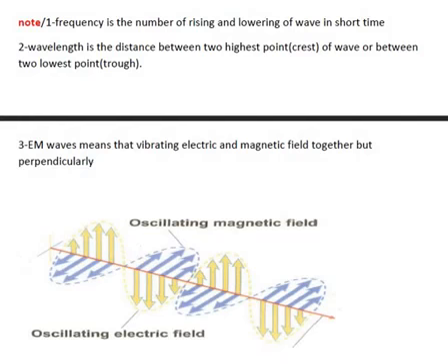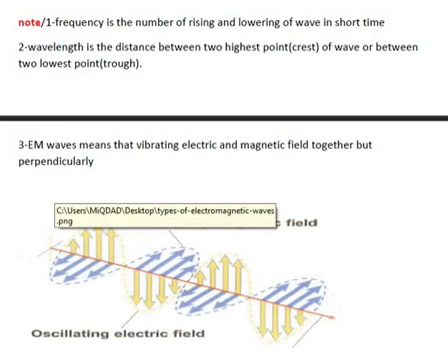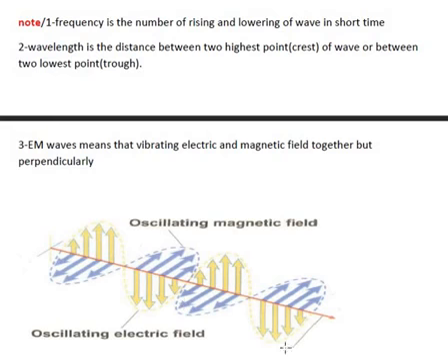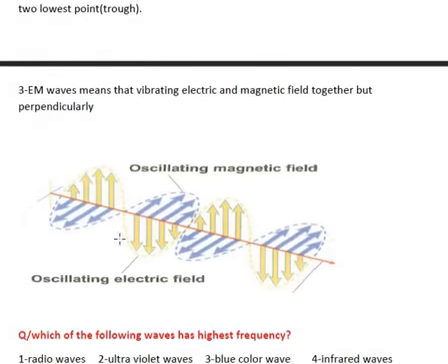Electromagnetic wave means a vibrating electric and magnetic field together but perpendicularly. If you look at this figure here, it shows us how electric and magnetic fields can oscillate together. Here we have the electric field and here we have the magnetic field.